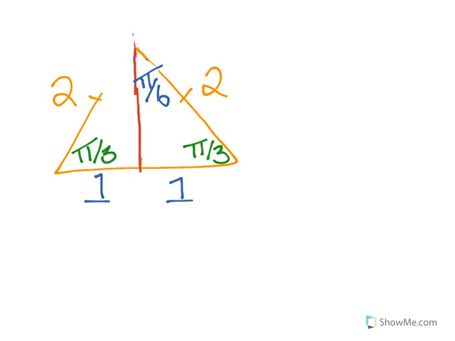At this point, if we want, we can erase one side because they're both identical. And you'll notice that this triangle looks familiar. It's our special triangle with pi over 6 and pi over 3.